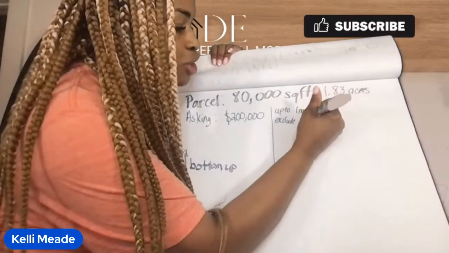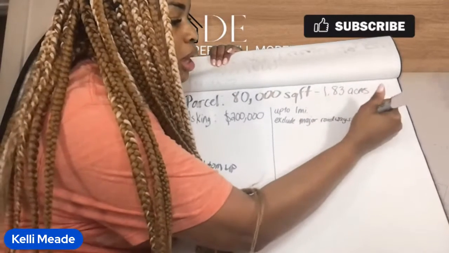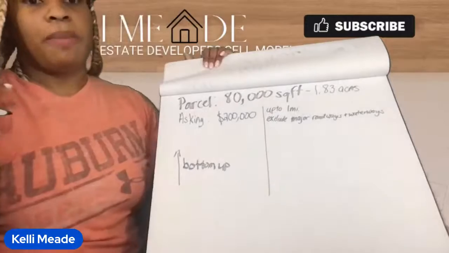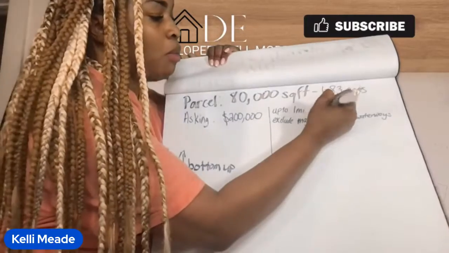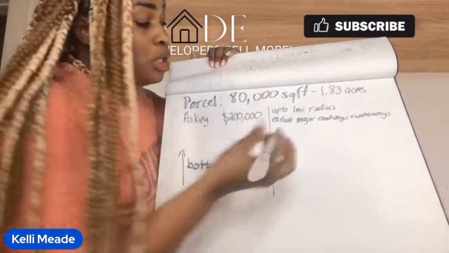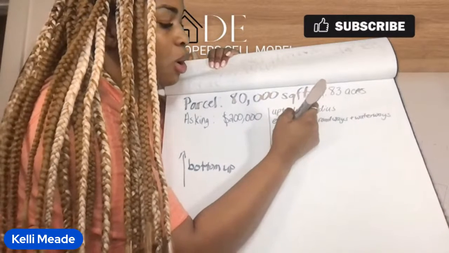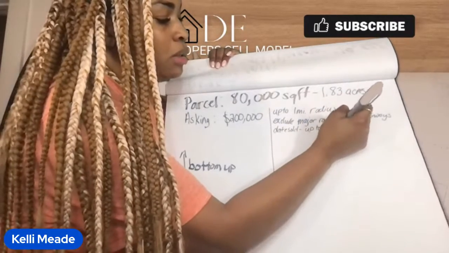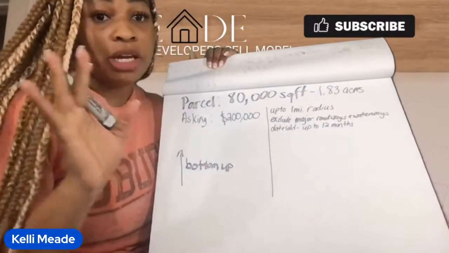So exclude major roadways and waterways. Those are not in your evaluation when you're doing a bottom up approach. You want to make sure it's up to a mile in radius, and you want to exclude those. And then we look at when it was sold. We're only going to go up to 12 months for when the property, the land, was sold.